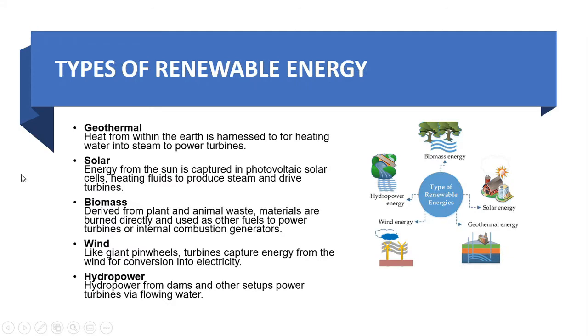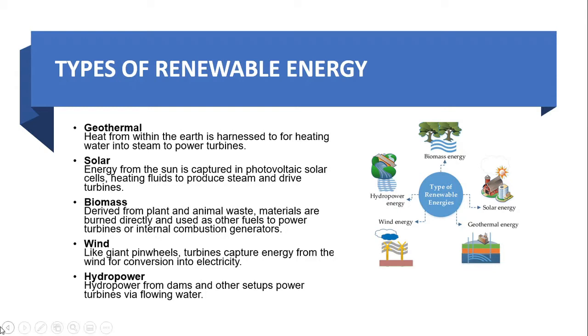So what are the different types of renewable energy? First is geothermal energy. It is the heat from within the earth which we use for heating water into steam, and that steam spins the turbines to generate power. Then we have solar energy. This is the energy that we get from the sun. We capture it in photovoltaic solar cells, which further heat fluids to produce steam for driving turbines, or to generate electricity directly within a small building.